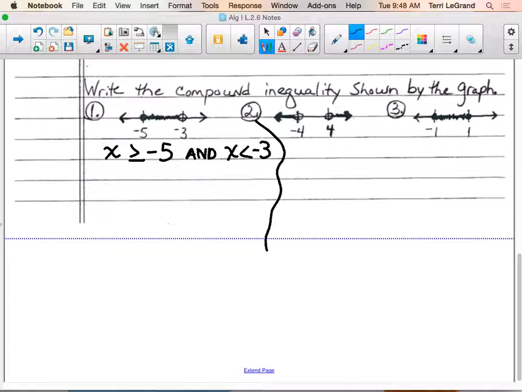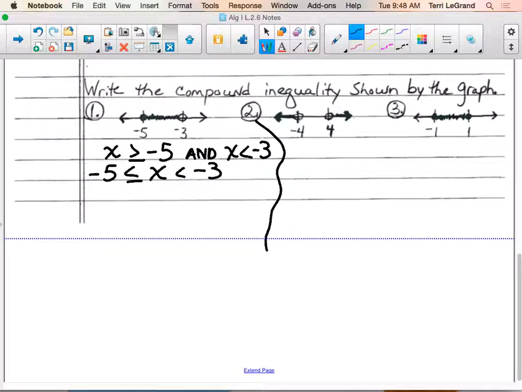They don't typically write the and ones using the word and. So how could we rewrite this out? You know, AJ, how you could rewrite it without the word and in it? Okay, Austin? -5 is less than or equal to X, and then you leave the X, and then it's less than -3. Okay, that's how we would combine it.